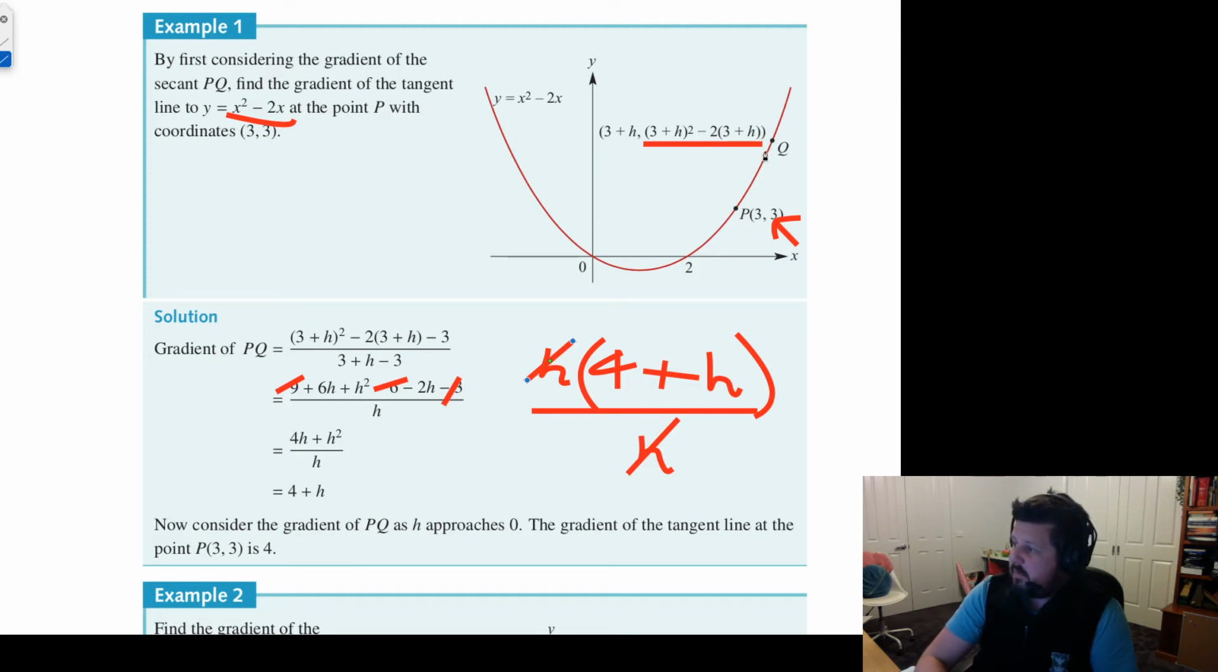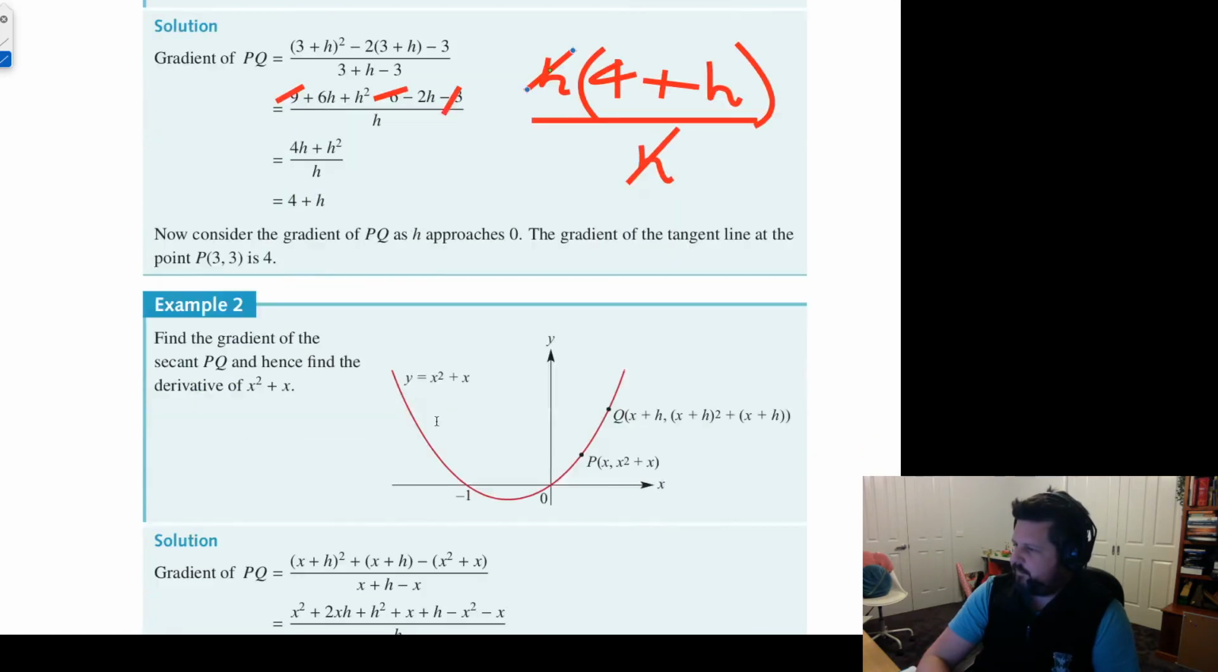So they're saying, hey, if that h value gets really, really small, and it's a really, really short secant, which is really close to the instantaneous rate of change, then we can find out what the gradient of the tangent is at that point. So as h approaches 0, that effectively becomes 0. You end up with 4 plus 0, which is just 4. So we can say that the gradient of the tangent line at the point 3, 3 is 4. Cool. Let's have a look at the next one.